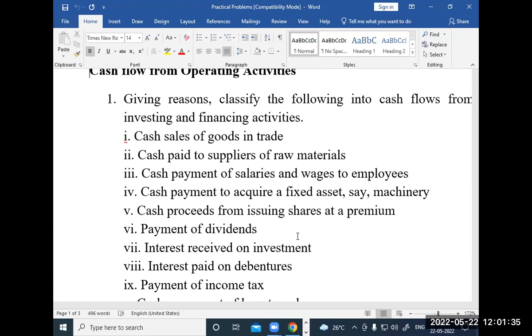Payment of dividend. Financing activity, cash outflow. Yeah, that's correct. Interest received on investment. Financing activity, inflow. The investment is there. Why do you say it's a financing activity? Okay. It's an investing activity.